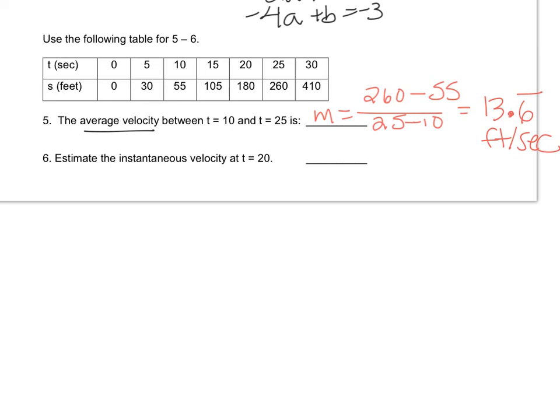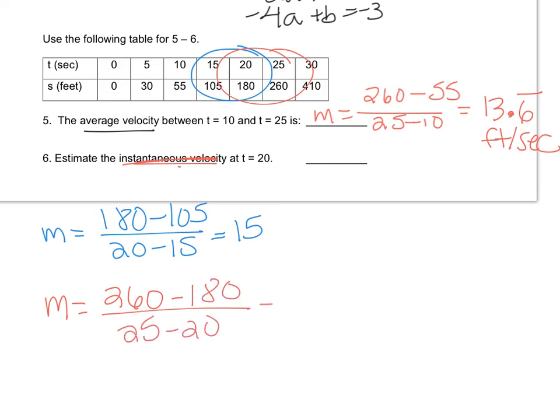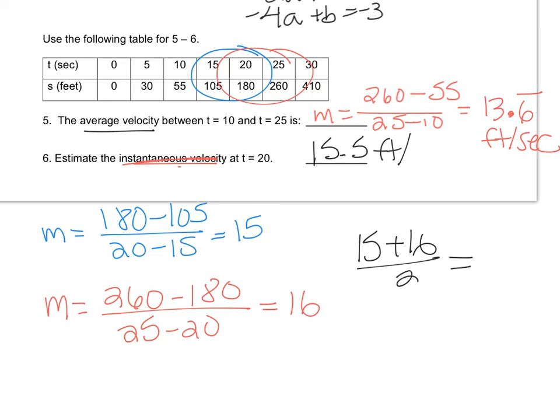Now for 6, to estimate the instantaneous velocity, when I don't have a function, we're going to calculate multiple slopes. We're going to do the slope to the left of 20. We're going to do the slope to the right of 20. And then we're going to average them for the instantaneous velocity. So 15 plus 16 divided by 2 is 15.5 feet per second.